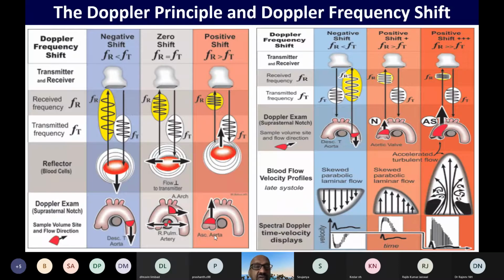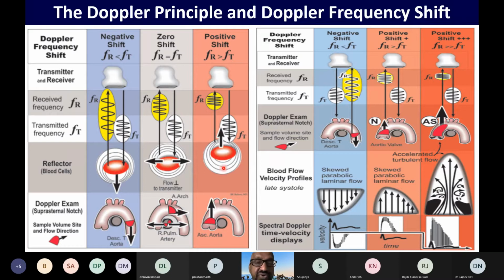Coming to this, we already said the Doppler principle and Doppler frequency shift. Doppler echocardiography is based on the principle that there is a change in frequency of the received echoes. This is the received echoes and this is the transmitted echoes. If the blood flow is occurring away from the transducer, which is emitting the echo beams, as the blood is moving away from the probe, the received frequency will be much less.